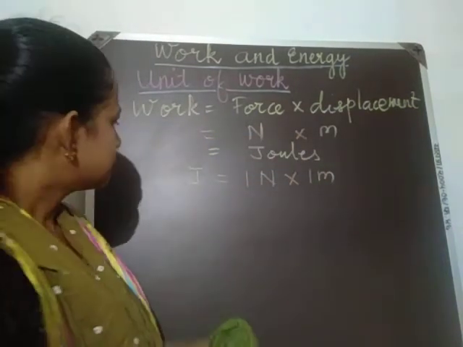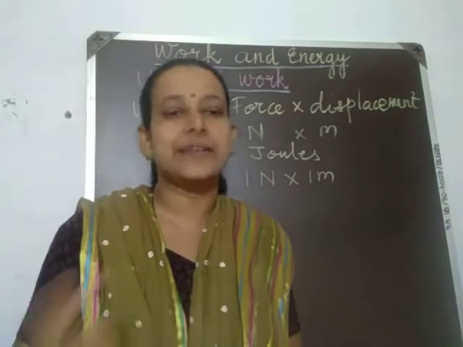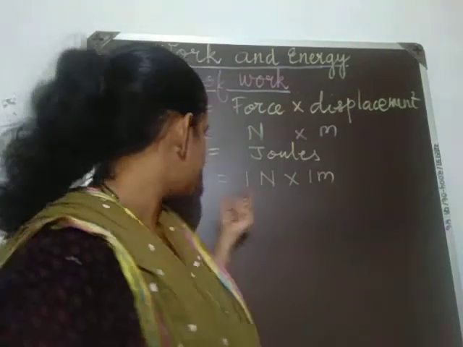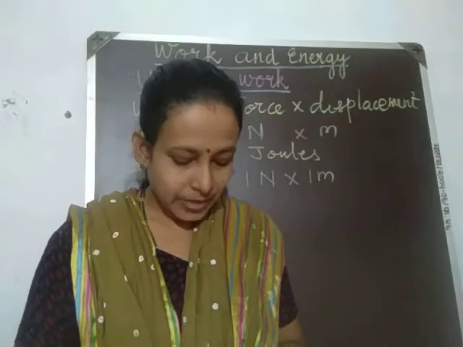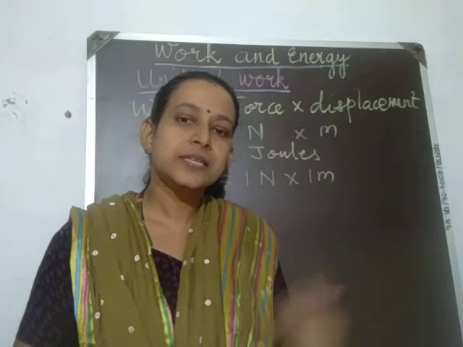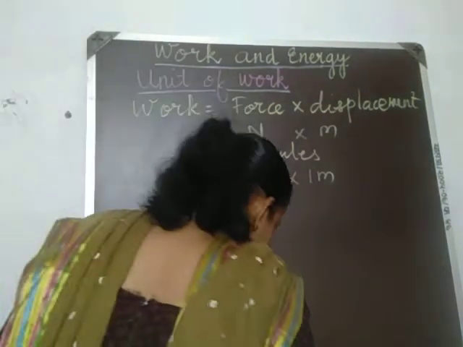Fine. So this is regarding the SI unit. Okay, SI means Standard International. This is the SI unit of work, that is 1 joule is equal to 1 Newton into 1 meter. Now let us study about the CGS unit of work.